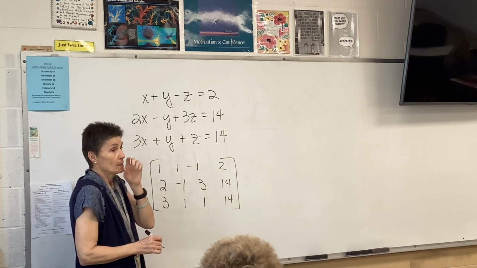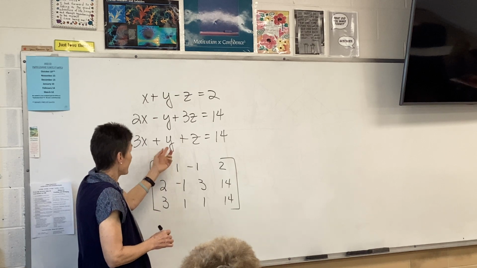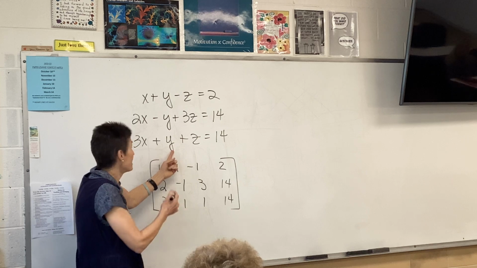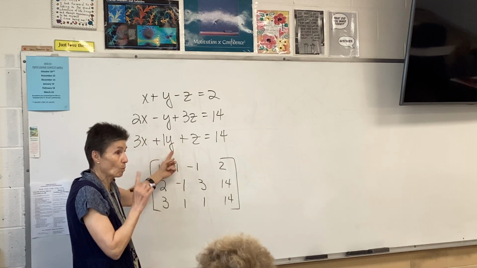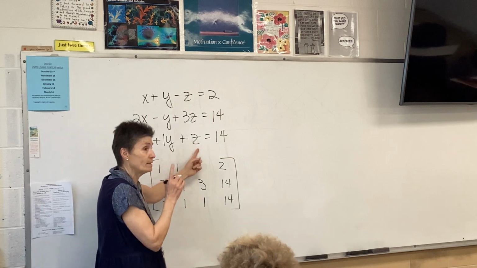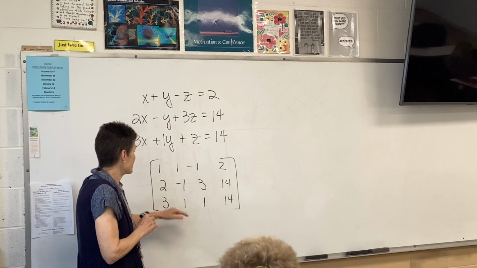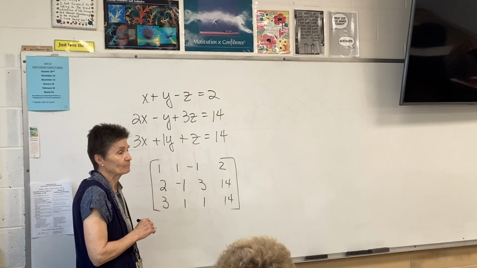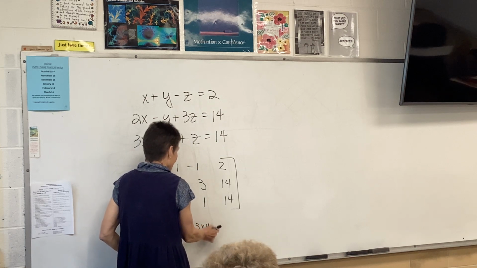Now, please keep in mind that if there's a plain y, that's a 1y, right? That's not a 0, that's a 1y, and this is a 1z. What are the dimensions of that matrix? 3 by 4. Keep that in mind. We're gonna need that here in a minute.